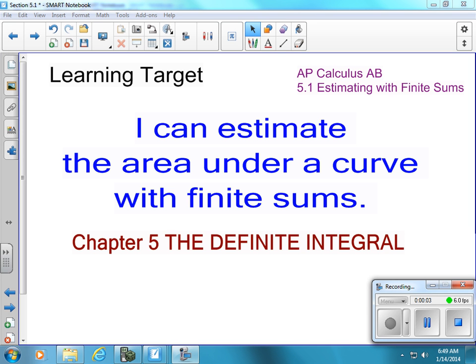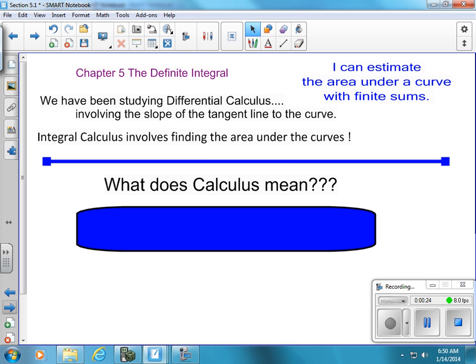Hello and welcome to Chapter 5, where we start the definite integral, which is just like an antiderivative, the opposite of taking a derivative. So we are going to be able to, at the end of this lesson, estimate the area under the curve with finite sums. This is section 5.1. We're going to do it in one video, I hope.